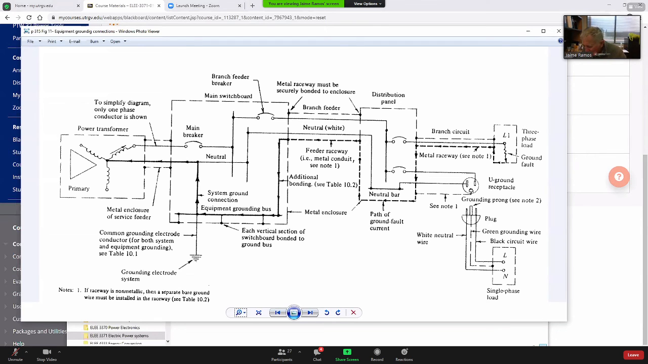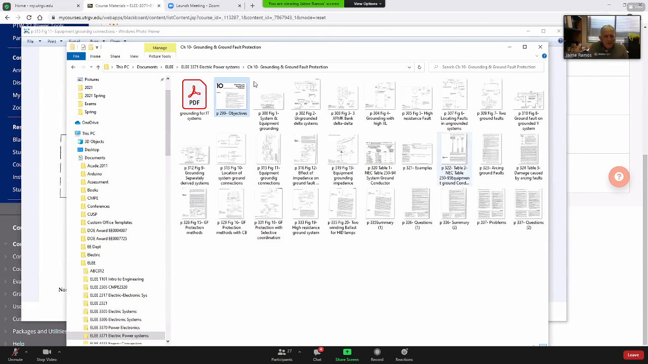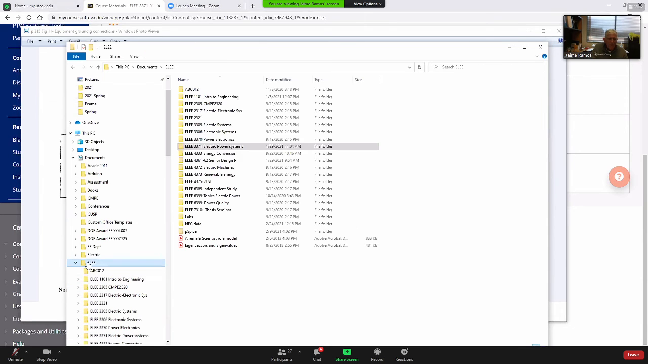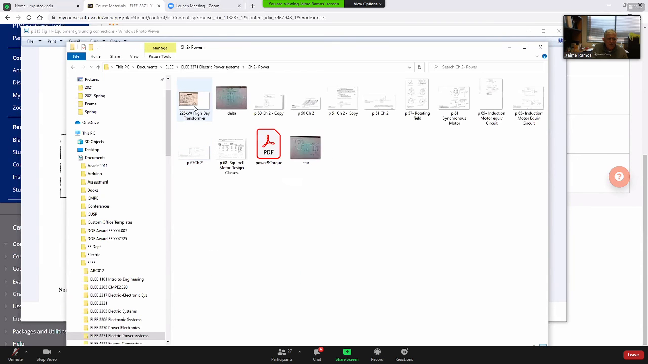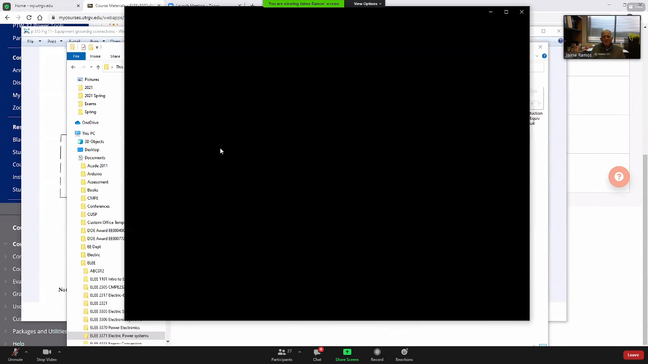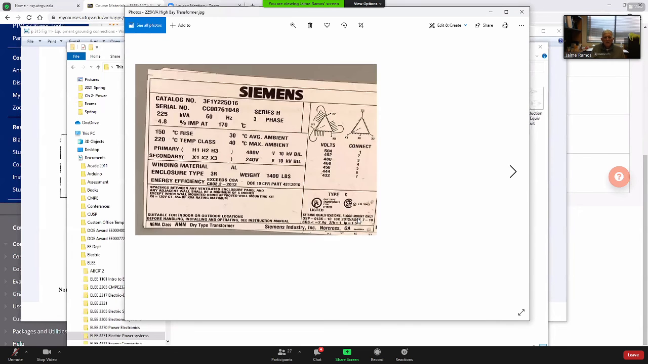It's a picture of a transformer here on, hold on, power. Yeah, this one. Look.